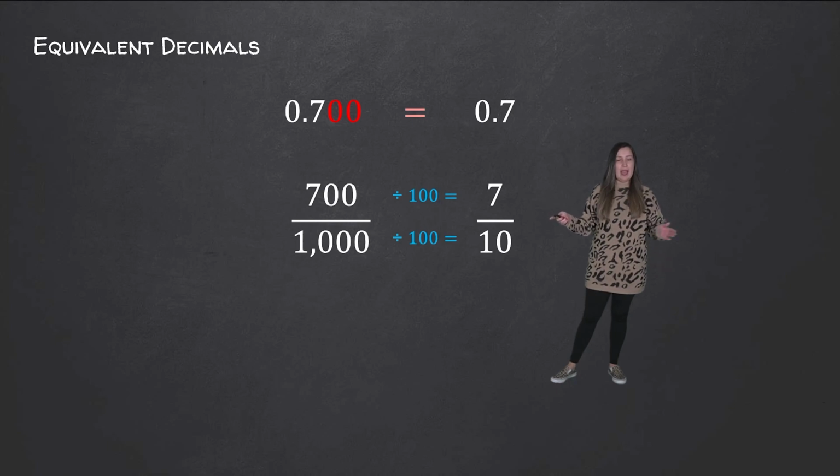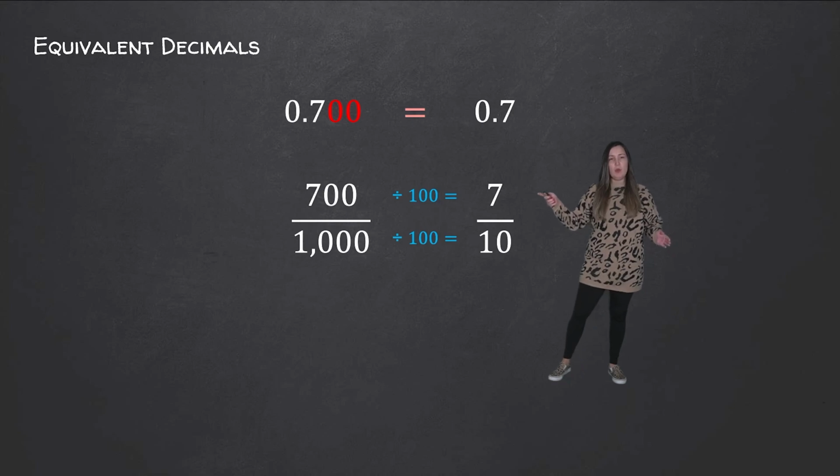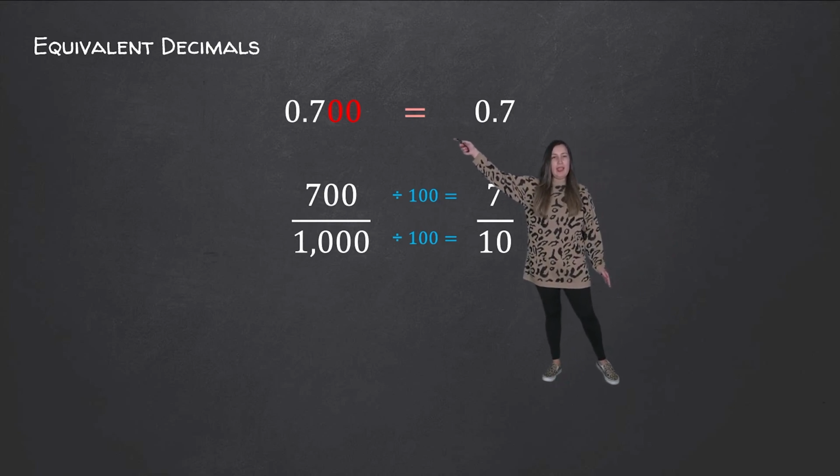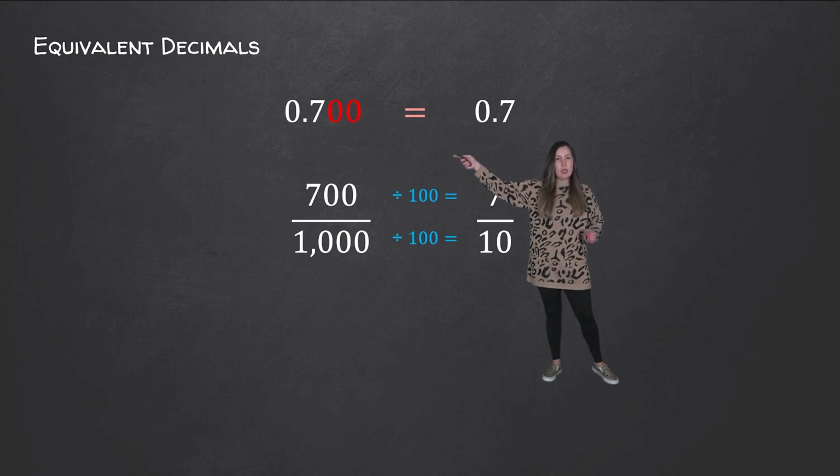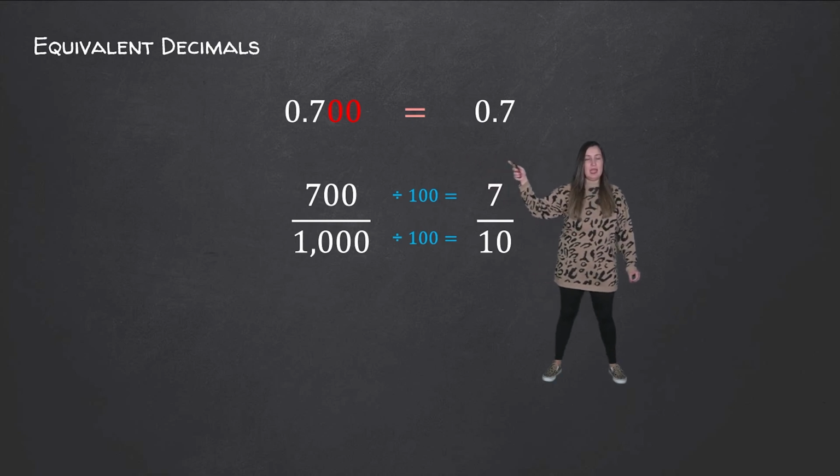We could add zeros at the end, or we could remove the zeros at the end, but only if they are at the very end. If we had 0.007, we cannot drop that because that would not be the same thing as 7/10.